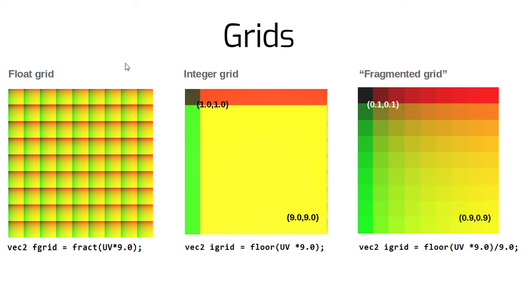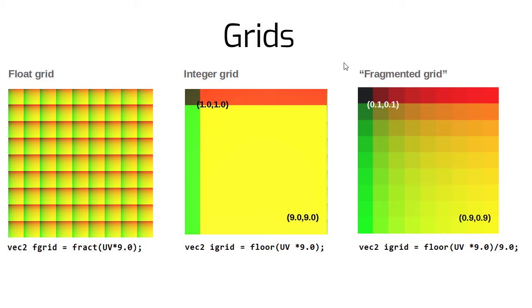Here we have different types of grids, like the float grid we have just discussed. There is the integer grid, which is just using the floor function to obtain cells or coordinates here. Though the result here is not clear because the values exceed the range of the RGB space.